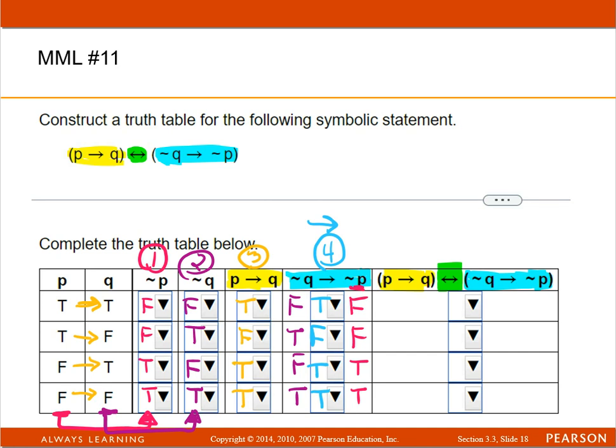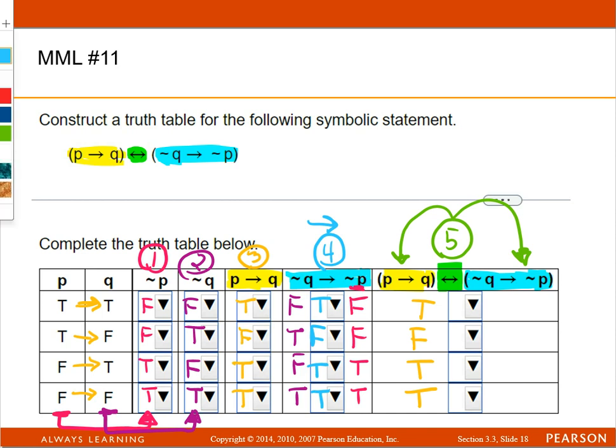Okay, so now, when I come over here to do the last step, which will be the green, this will be step 5, it's if this yellow, then that blue. And just to make it easier, I'm going to copy the yellow down here. The yellow went true, false, true, true. And then the blue went true, false, true, true.